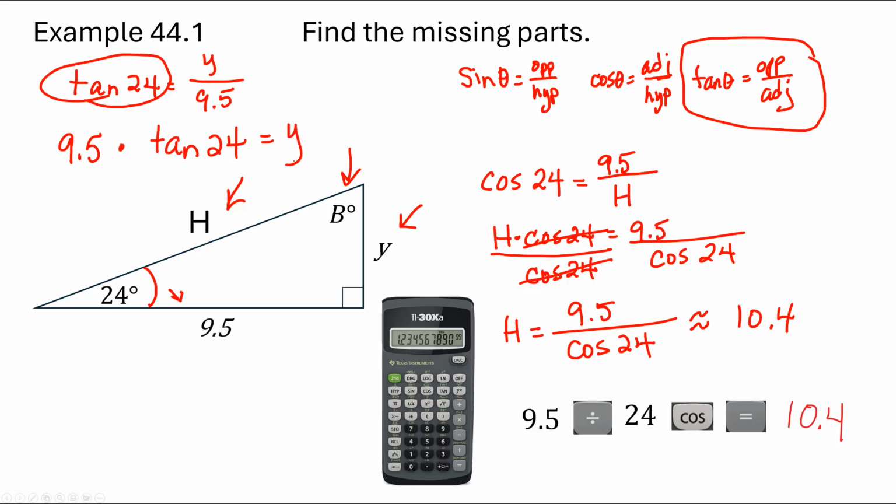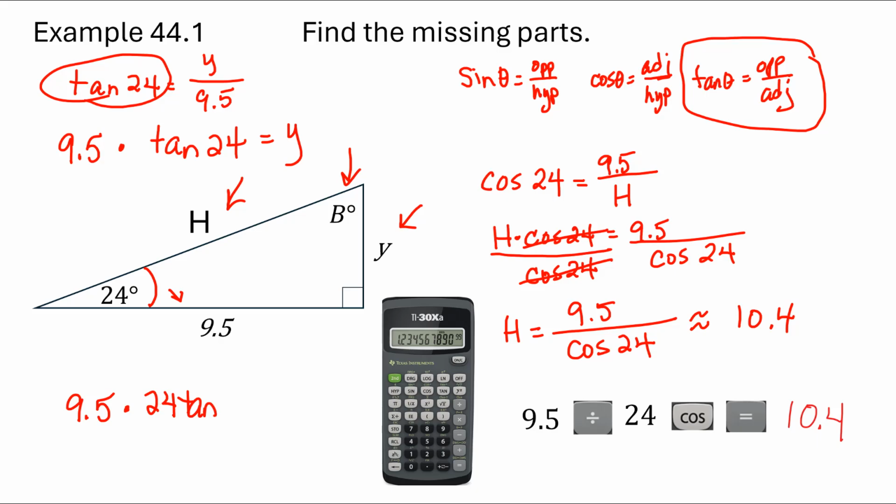So I'm going to punch that into my calculator. This time I'm going to have 9.5 times 24 tangent. So that's what I'm going to hit. I'm going to hit 9.5, multiply 24, then hit the tangent key. That is immediately going to give me the tangent of 24.